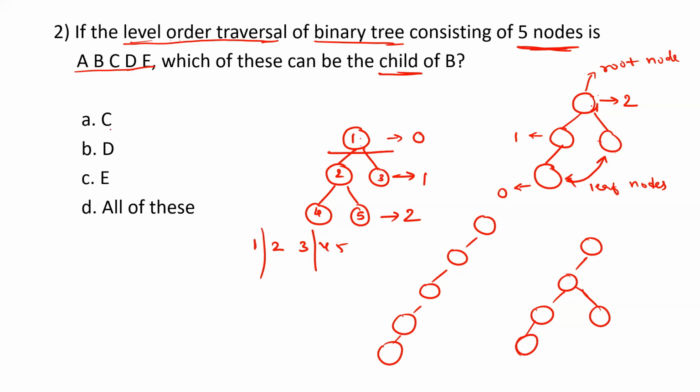So we have to find out whether C can be made as a child, whether D can be made as a child, whether E can be made as a child, or whether all of them can be made as children of B. I mean, it can be C, it can be D, it can be both C and D, it can be both D and E, or whatever it is. Now we have to find whether any of this can be made as child of B.